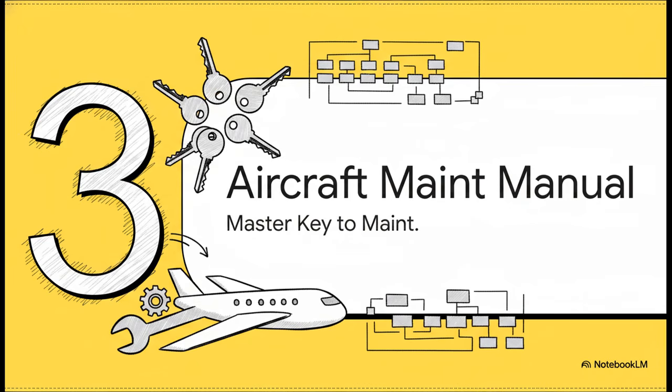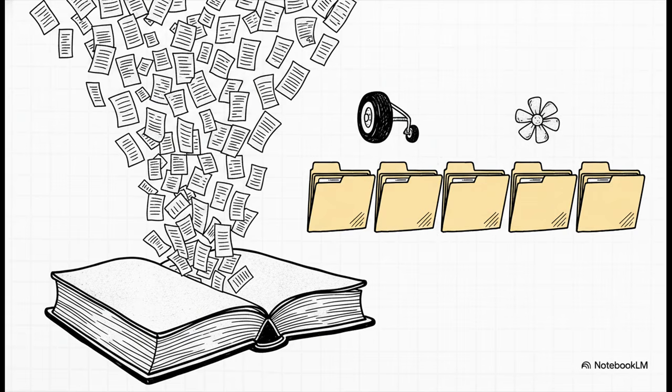All right, Section 3, the Aircraft Maintenance Manual. This is the master key to maintenance. So the AMM is a formal, really comprehensive document containing all basic information on the operation and maintenance of the aircraft and its onboard equipment. But as you can imagine, organizing thousands of pages of complex technical data requires a universal logic. The AMM relies on the standardized ATA coding system. Think of it kind of like the Dewey Decimal System of aviation.